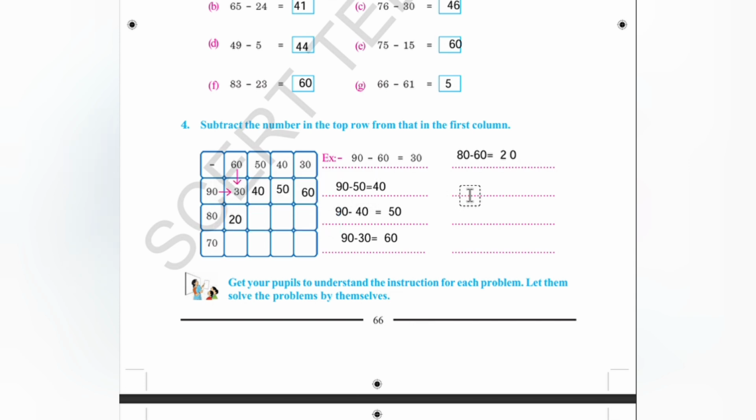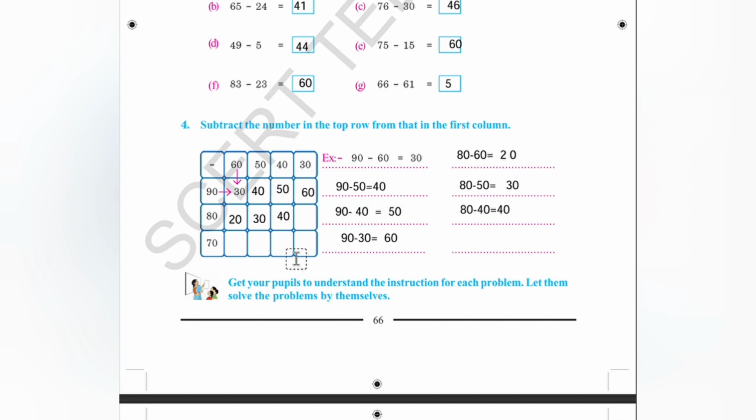Then 80 minus 50. 80 minus 50 is equal to 0 minus 0, 0. 8 minus 5, 3. So write 30 here. 80 minus 40. 80 minus 40 is equal to 40. So write 40 here.